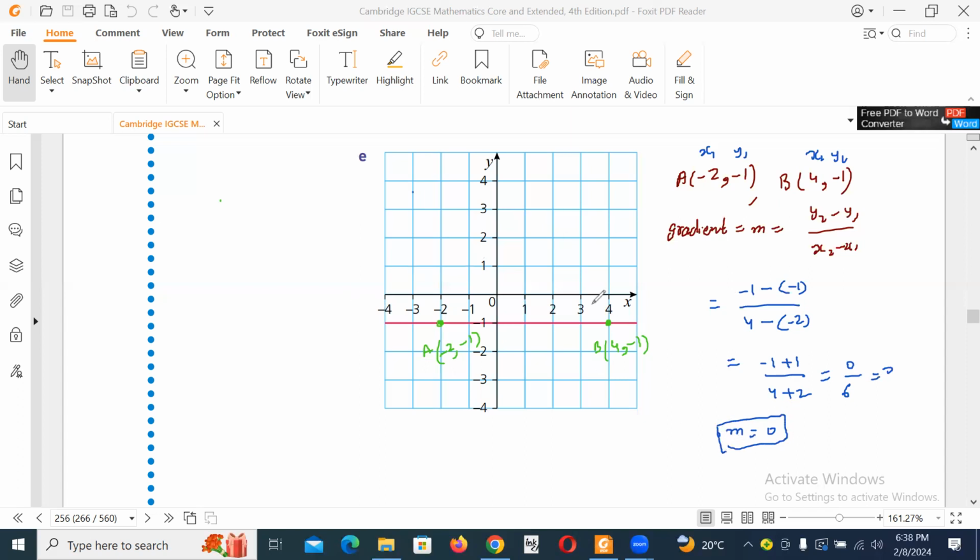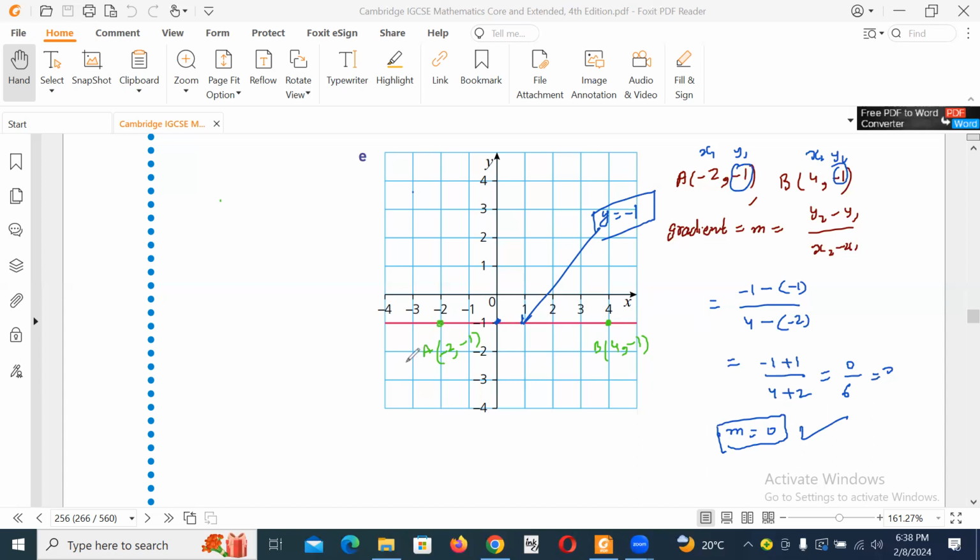Here you have the line. Look, the value of y is fixed, -1 and -1. If you want to write the equation of this line, it is y equals -1. That is the line. Because it passes through -1 and -1 is fixed in all these coordinates, the gradient is 0. I hope you understand.